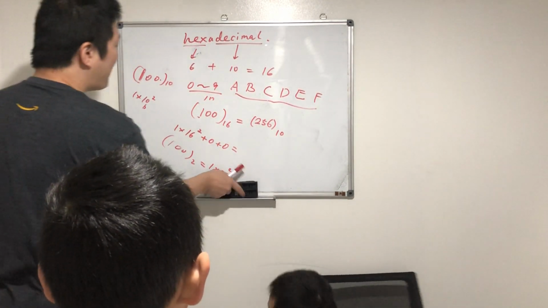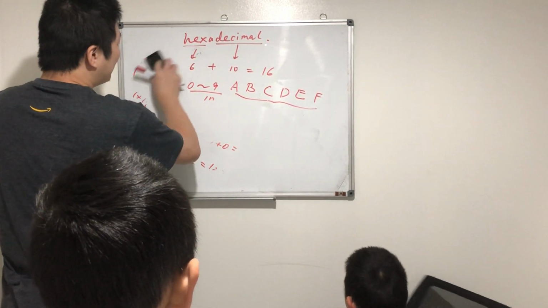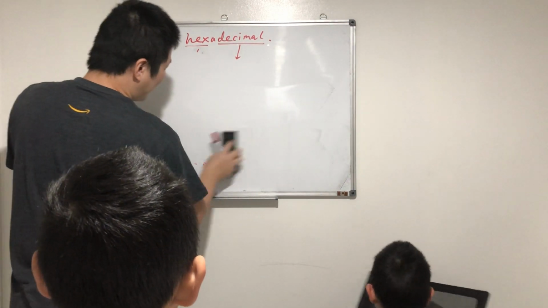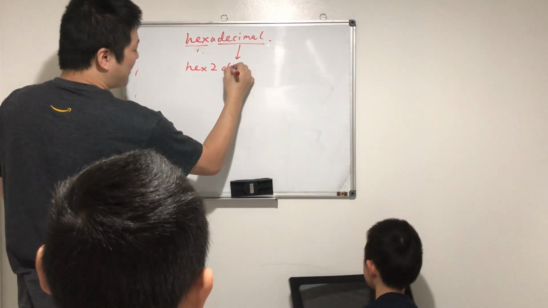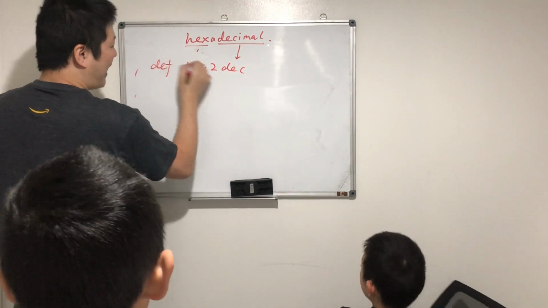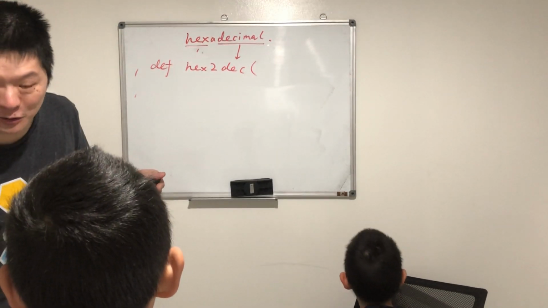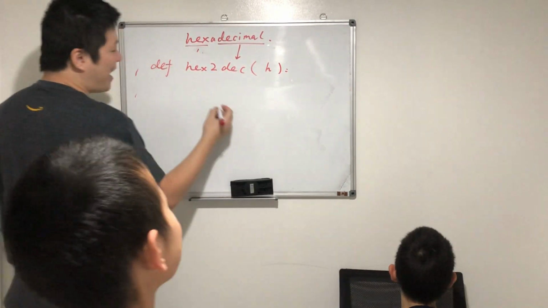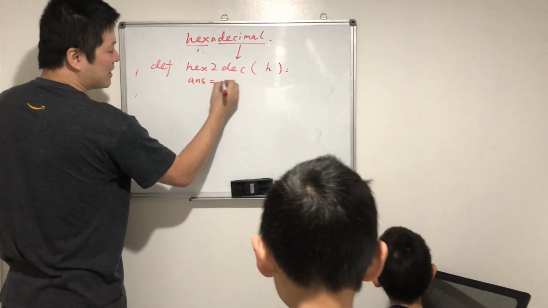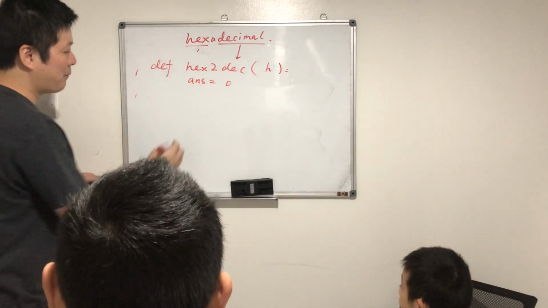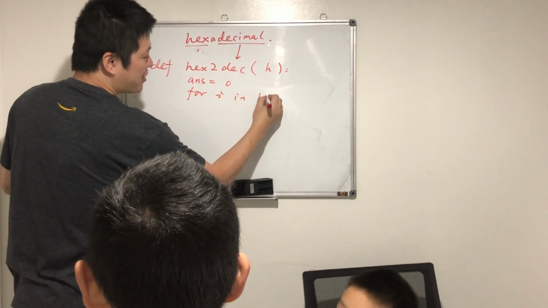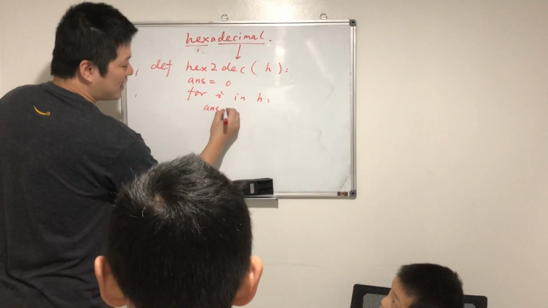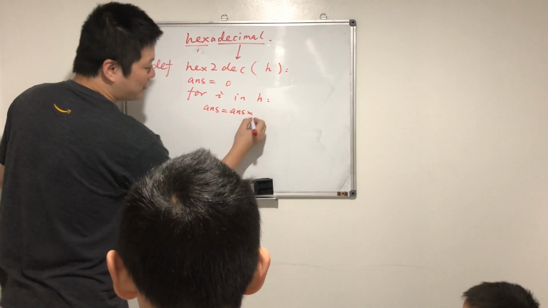Okay. So now let's write this, hex to decimal, okay? Define hex to decimal. It's similar to binary to decimal, right? Let's do it with H. So now we got the answer, yeah? Answer equals 0. Now for I in H, answer equals answer times what?